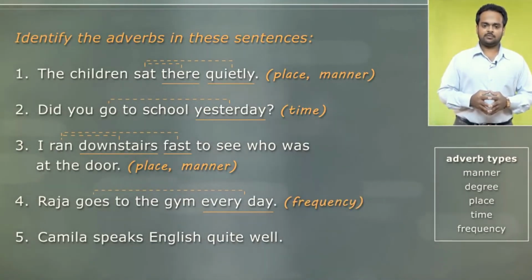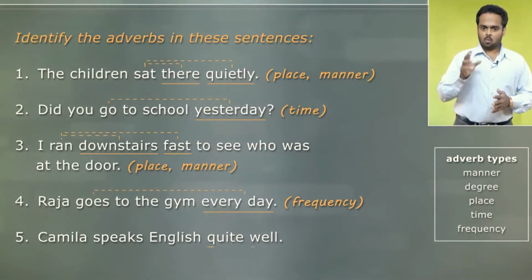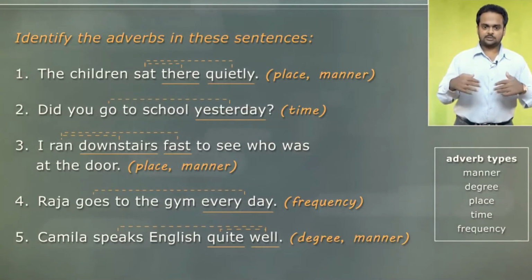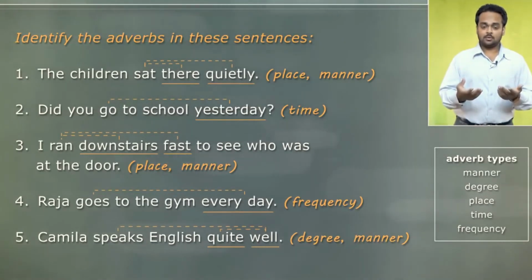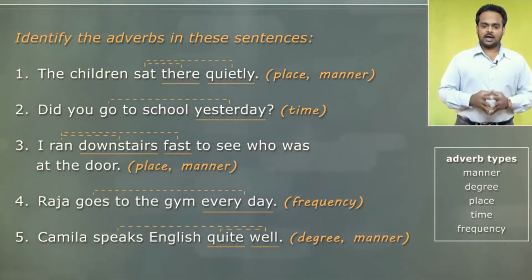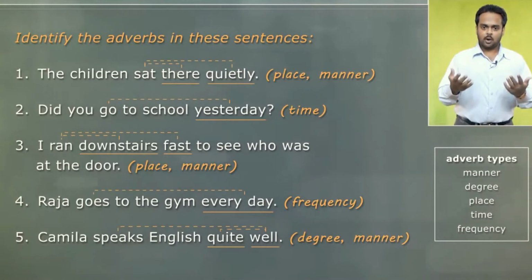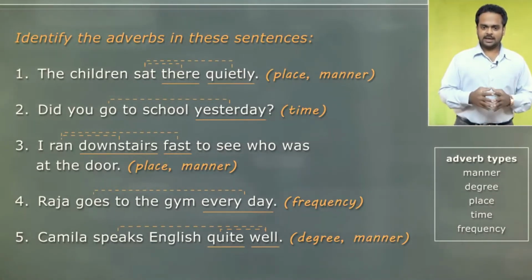And in number 5, again 2 adverbs. Well, which is an adverb of manner. It tells us that Camilla speaks English well. And the word quite, which is an adverb of degree. It gives information about well. That is, how well? Quite well. It's like saying very well. So did you get all of the adverbs?